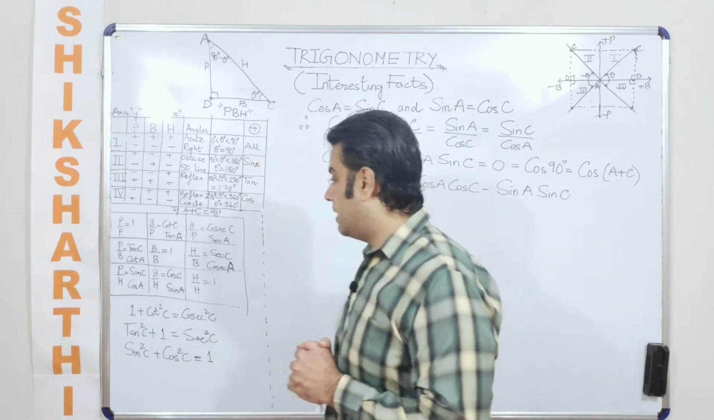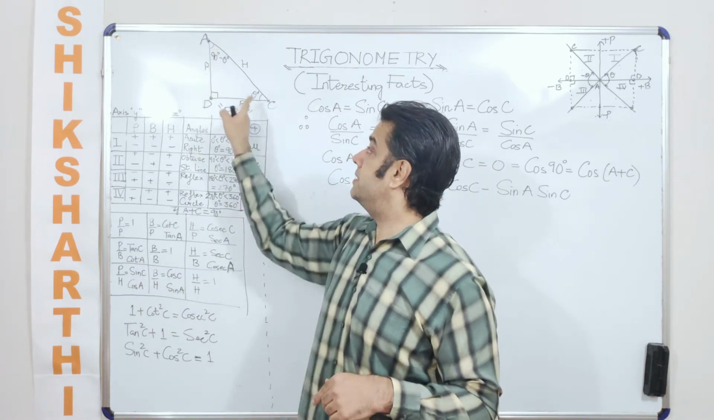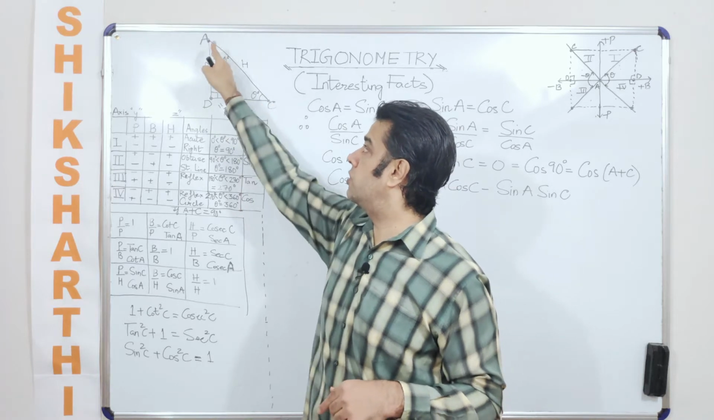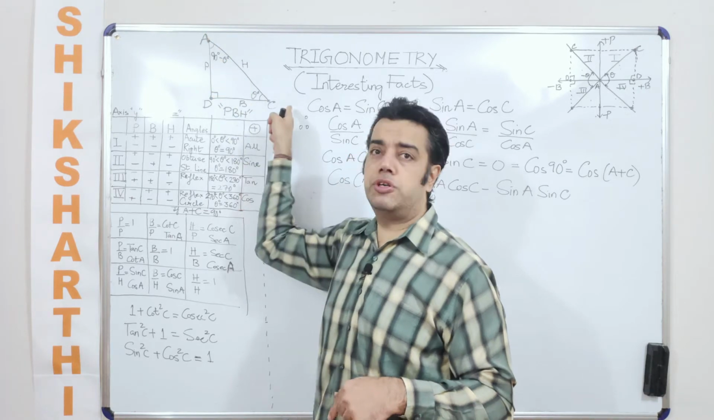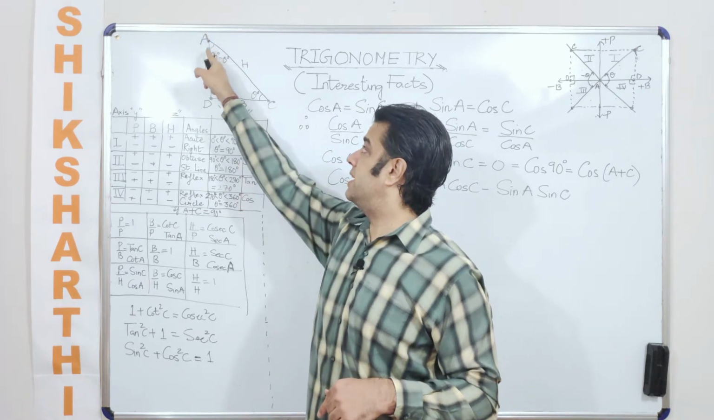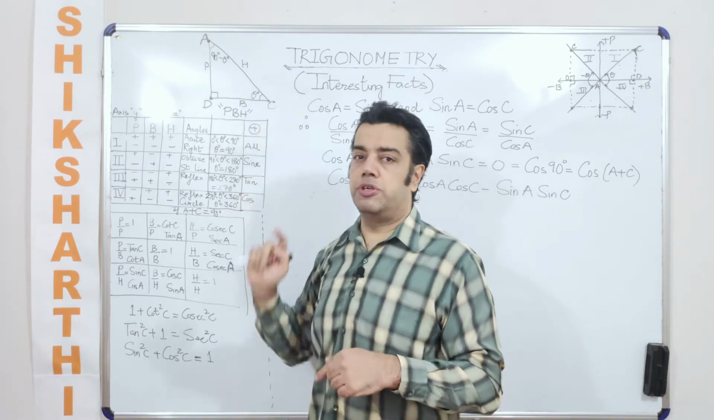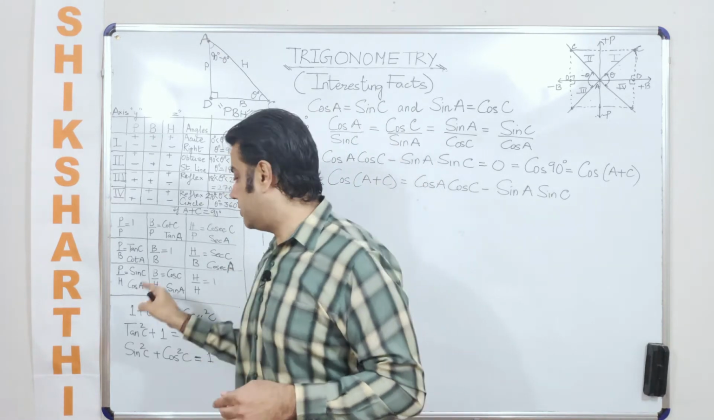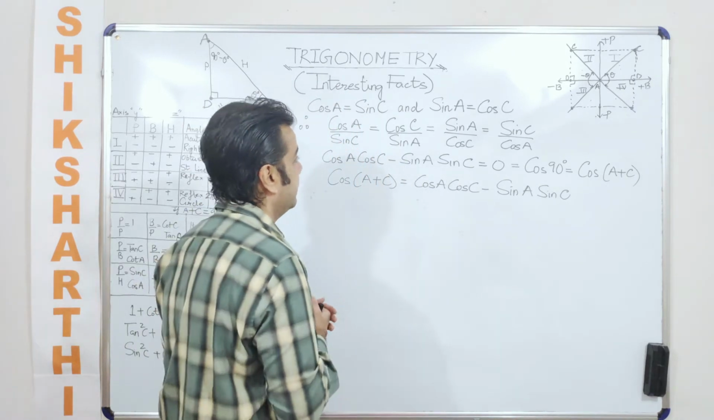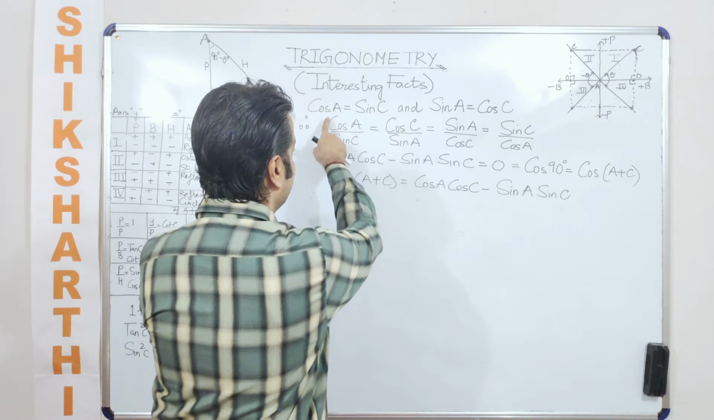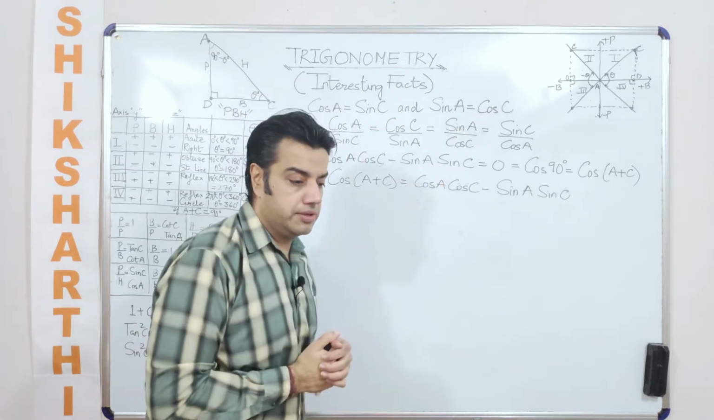Okay. Having said this, now we know that sine C is equal to cos A. Sine C, which is perpendicular upon hypotenuse, is equal to cos A, which is again base upon hypotenuse. Similarly, we can say that cos C is equal to sine A. We'll just be using these two concepts to establish some facts here. So in a right angle triangle that we were talking about, cos A is equal to sine C and sine A is equal to cos C. We already know this.